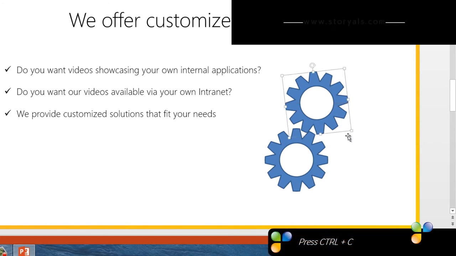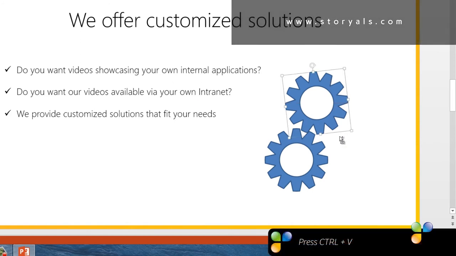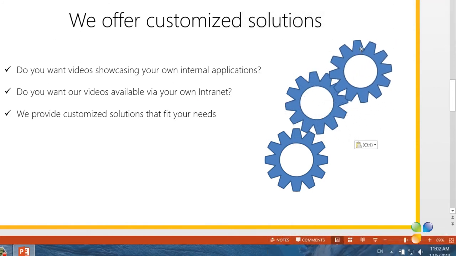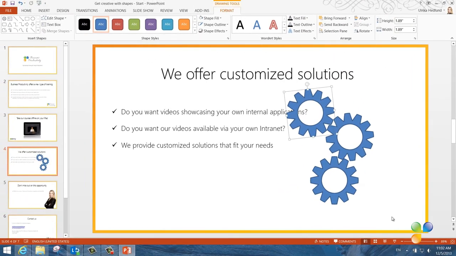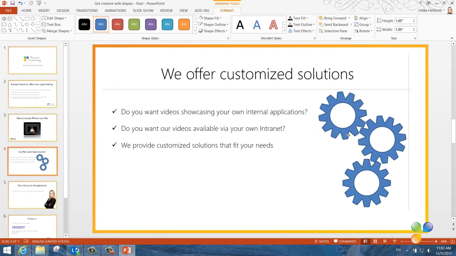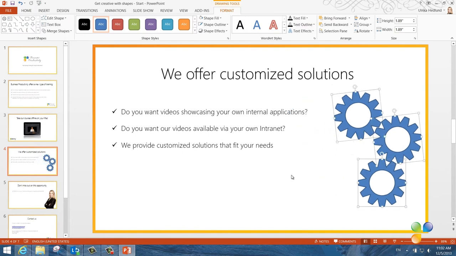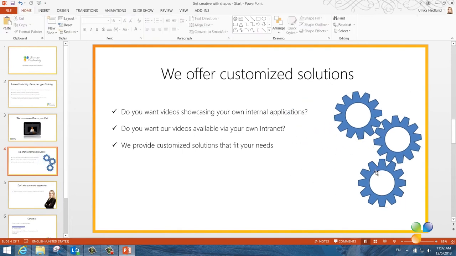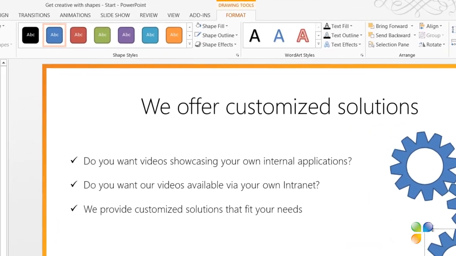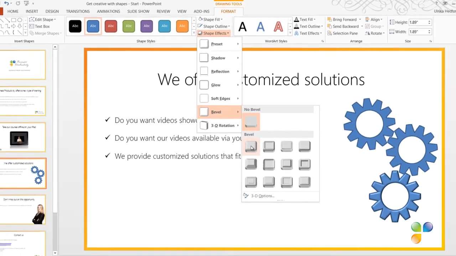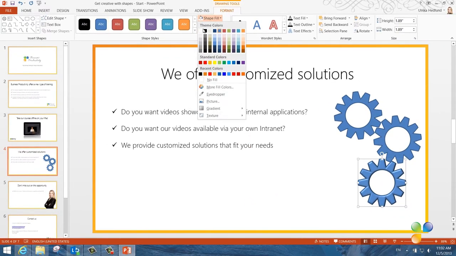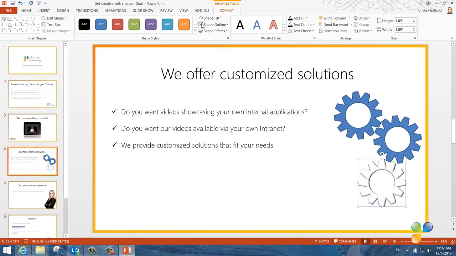Again, I'll press Ctrl+C and then Ctrl+V to paste in one more wheel. I'll align it on the other side, and then I'll move all the wheels to the right side of my slide. Now I want to change the visual effect of the gear wheels. I'll mark one of the wheels and click Shape Effects, Bevel, and then select the rounded 3D effect. Now I'll change the color of the shape to white, as well as the outline.